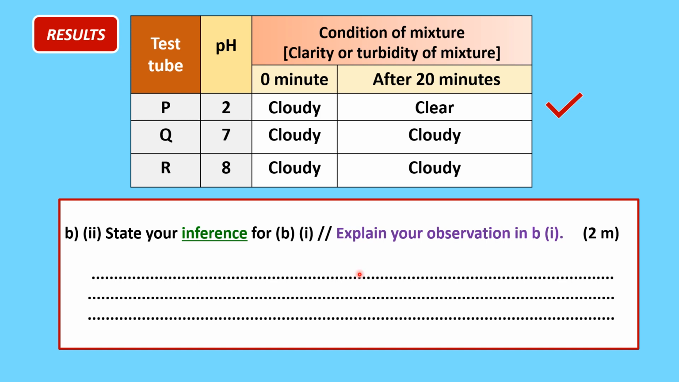Next, state your inference for B1, or you may be asked, explain your observation in B1. They are both the same thing. An inference is an explanation or a reason for the observation. Why is the observation like that? We have already stated the observation. Now let's see how to write the inference. Try and do this yourself first and answer this question, and we'll discuss in a short while. Think about the components for an inference. You must be able to explain the observation that you made in B1. Let's look at the answer.